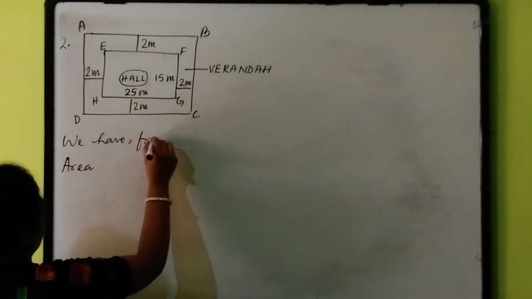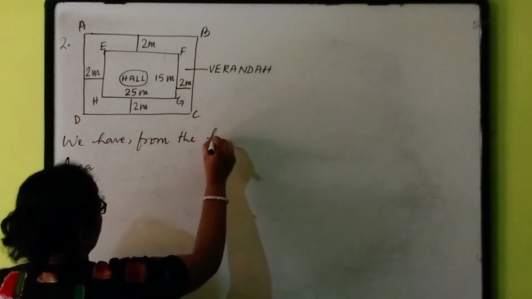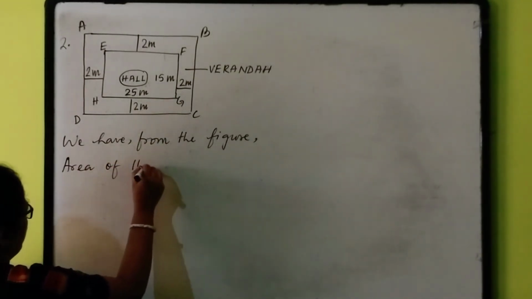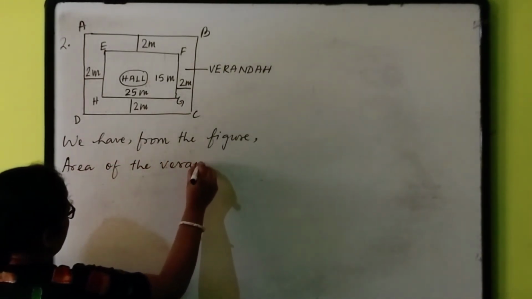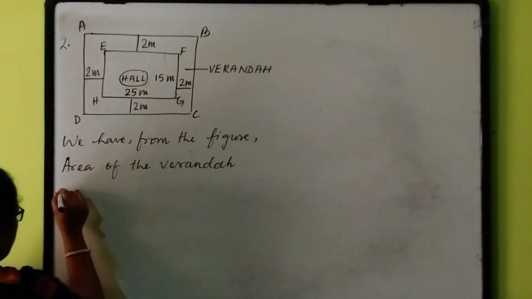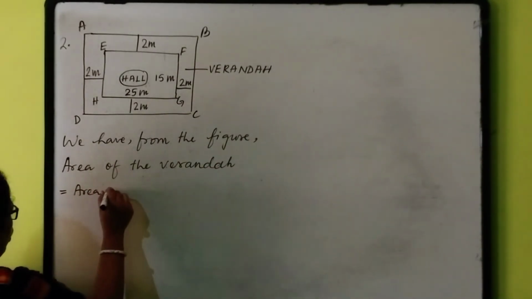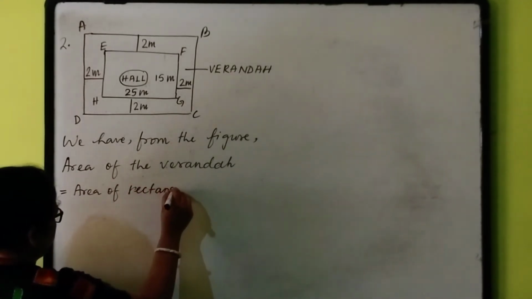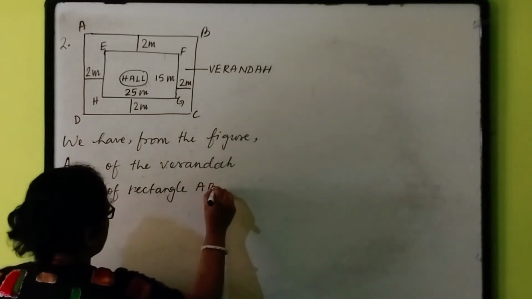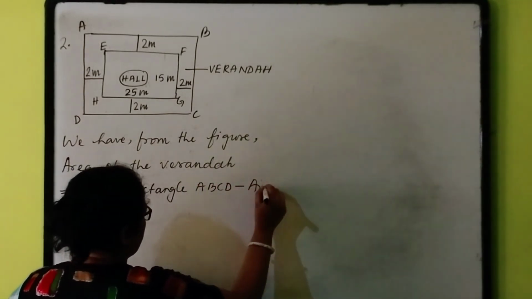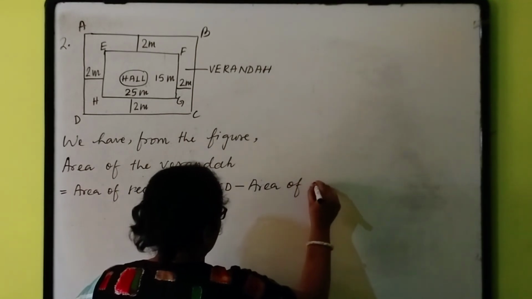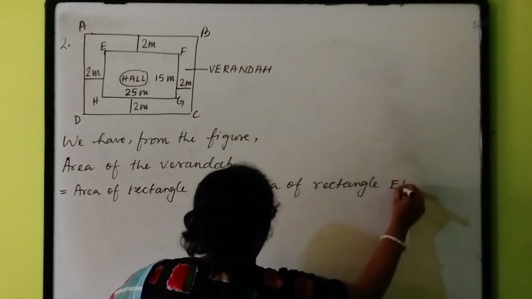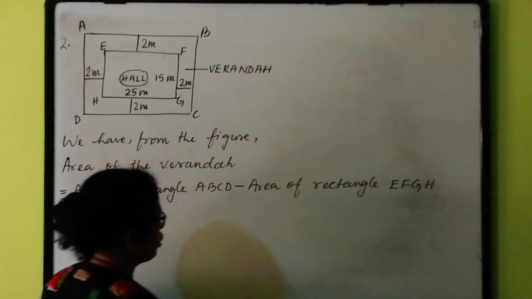Area, we have from the figure. Figure is a must. What do we have from the figure? Area of the veranda will be equal to area of rectangle A, B, C, D minus area of rectangle E, F, G, H. Okay.